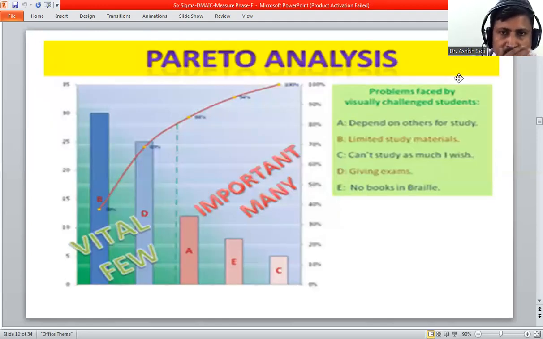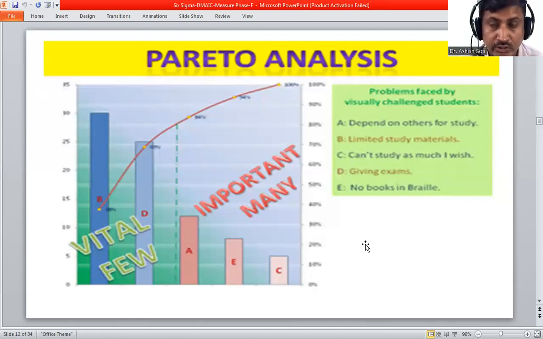This is an example of a Pareto chart. The problems that visually challenged students face in the classroom. There are different reasons that have been identified and a survey has been conducted. You will come to know that B, A and D, that is limited study material or giving exams, are some of the things which are causing 80% of the issues.